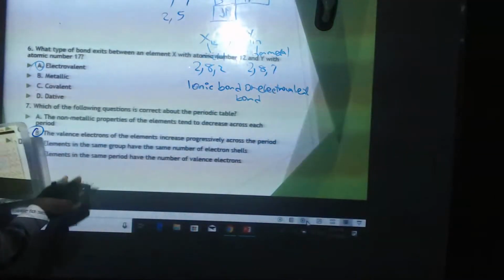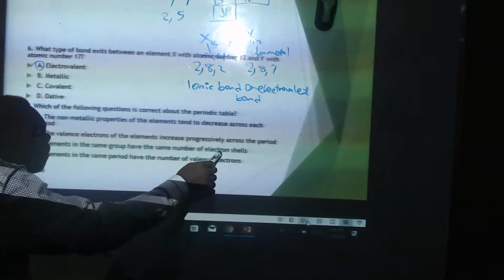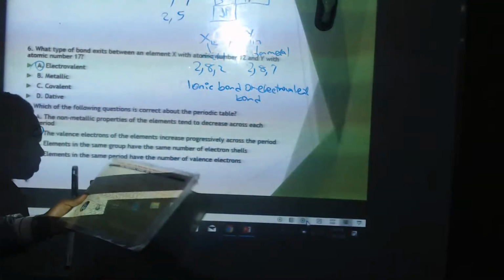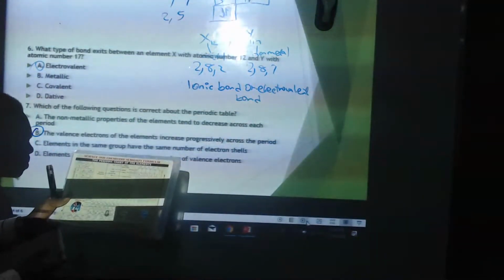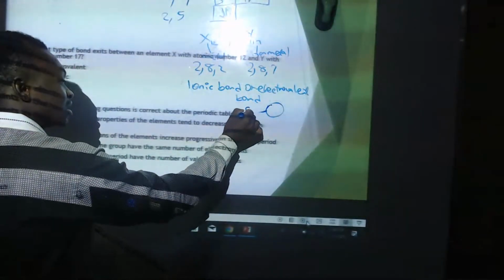But let's look at C and D. Why are C and D not correct? They say elements in the same group have the same number of electron shells. Remember, I told you electron shells are different from valence electrons. Electron shells are these that I told you. Just these. These are the shells.